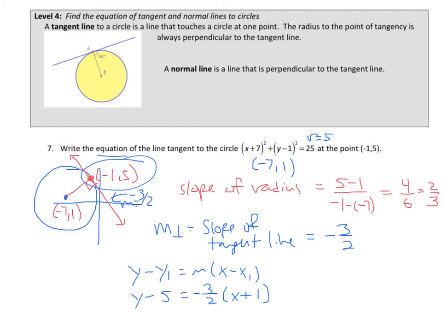And it didn't say which form to leave the equation, so it's okay to just leave it in point slope form unless it tells us to put it in slope intercept form or some other form. And that's it.